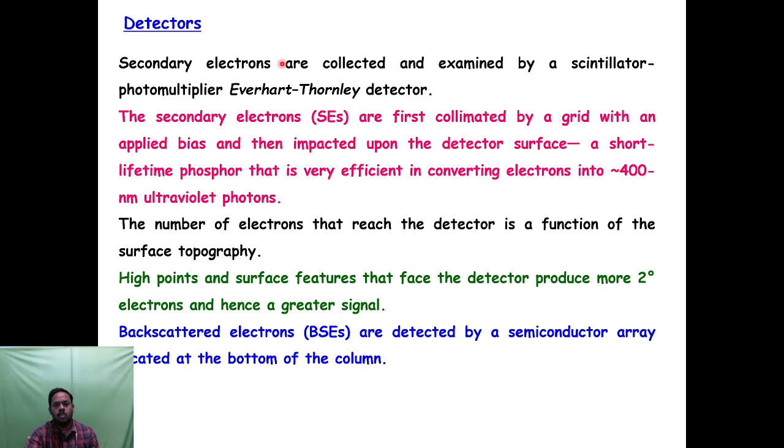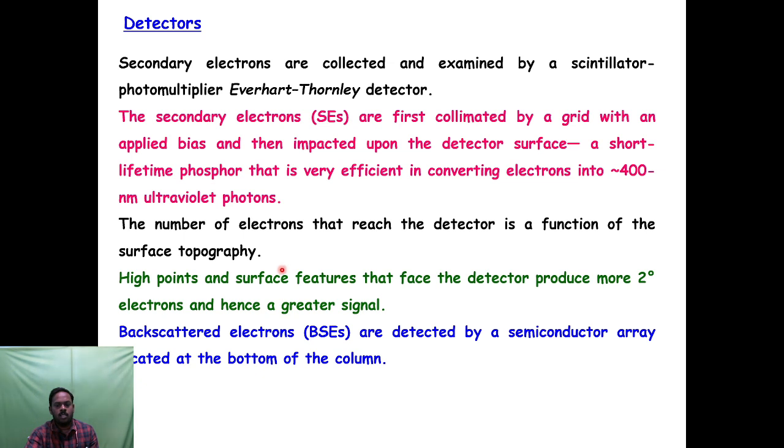And the detector system: usually some instruments have a scintillator photomultiplier, the Everhart Thornley detector. The secondary electrons are first collimated by a grid with an applied bias and impacted upon the detector surface, a short lifetime phosphor that is very efficient in converting electrons into ultraviolet photons. So once the secondary electrons are detected by the Everhart Thornley detector, they will be converted into ultraviolet photons. So that will be displayed as the image on the screen.